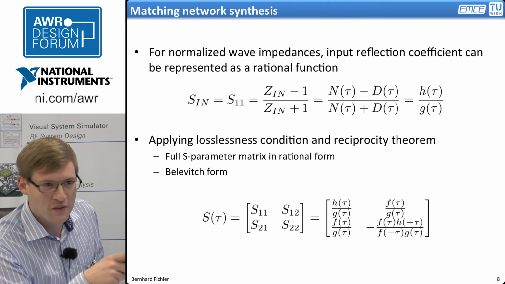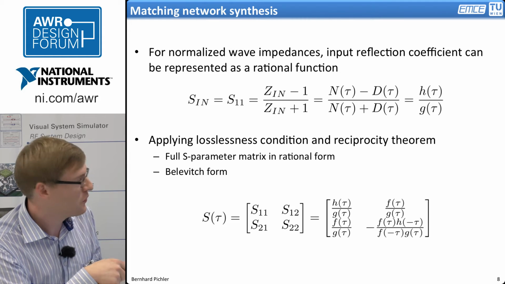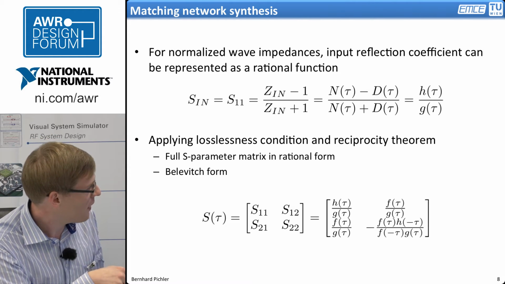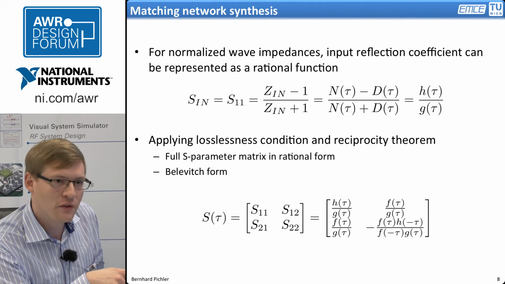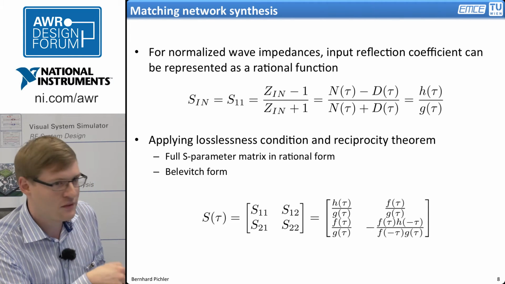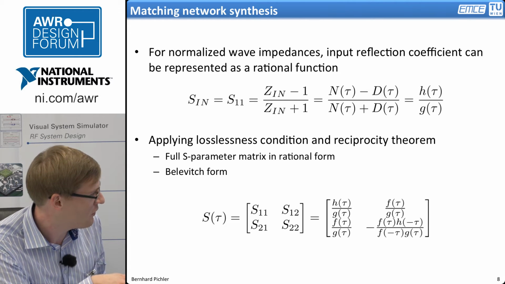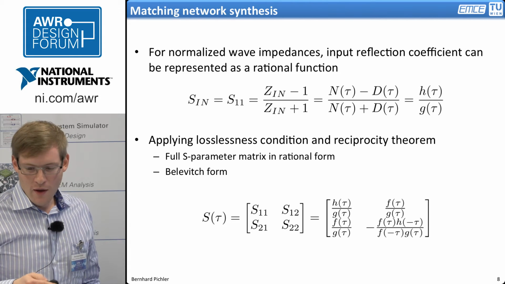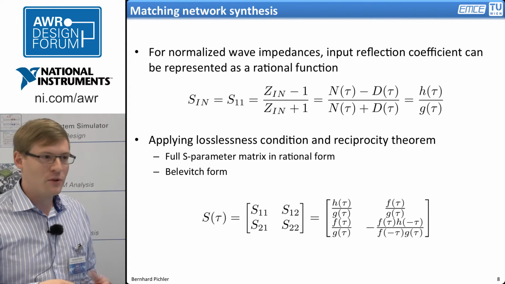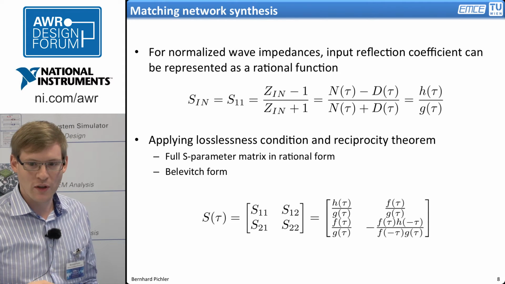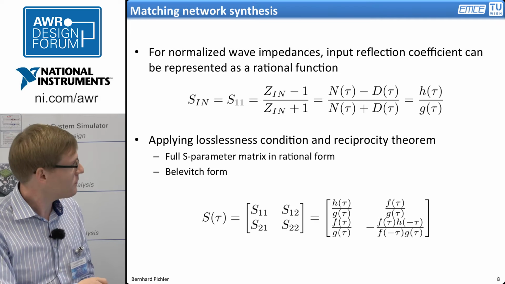Because we consider this as lossless, and reciprocity is always true for transmission lines, you end up with a full S-parameter matrix. This is called the Belevitch form. It is described by three polynomials: g of tau, h of tau, and f of tau. You can easily put it into an optimizer process or any other computer-aided design process because it's easy to calculate with polynomials.